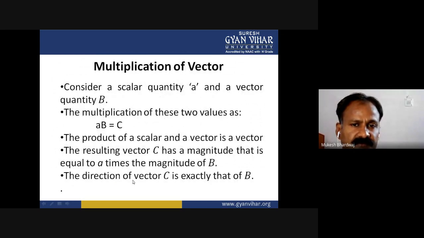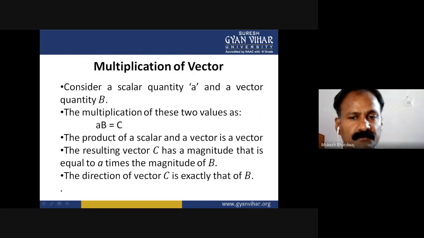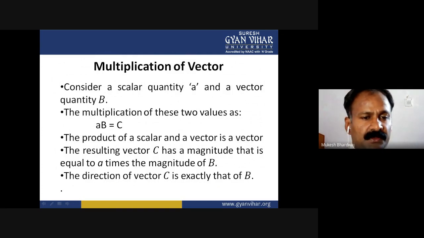Multiplication of vector. Consider a scalar A and a vector quantity B. The multiplication of these two is AB equals C. The product of a scalar and a vector is a vector. The resulting vector C has a magnitude equal to A times the magnitude of B. The direction of vector C is exactly that of B.